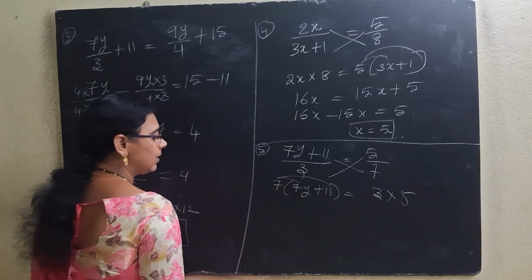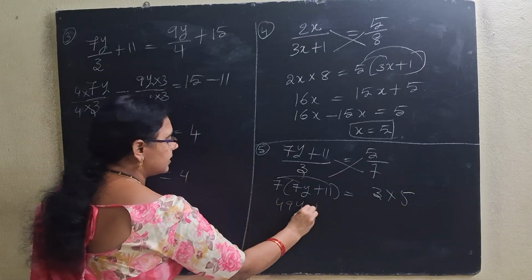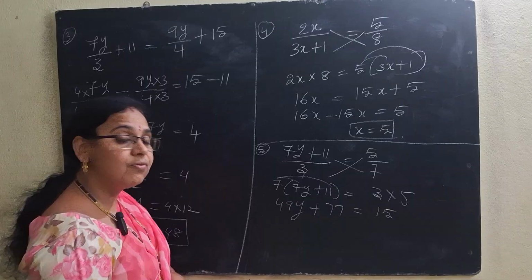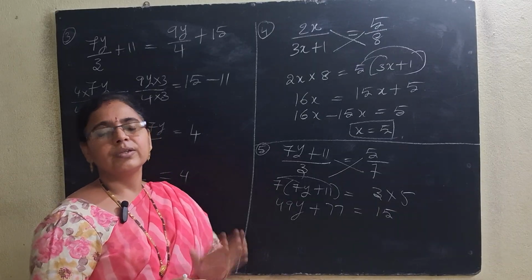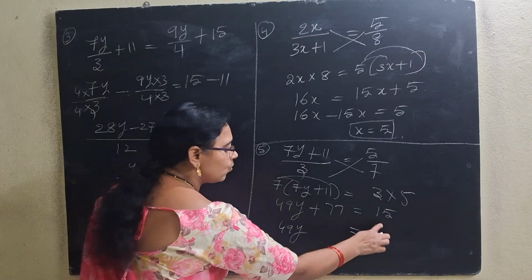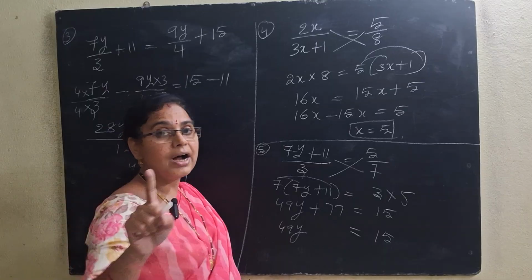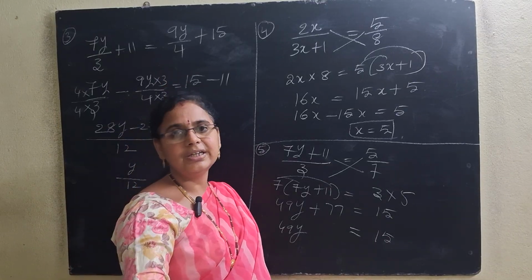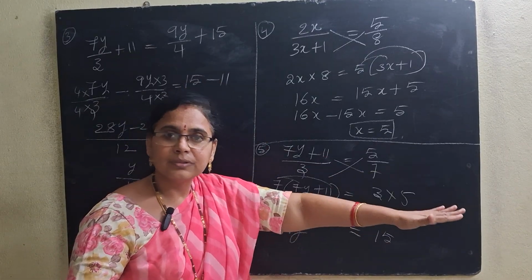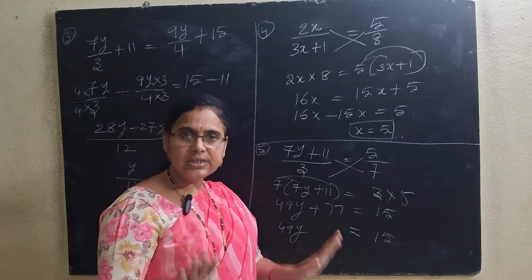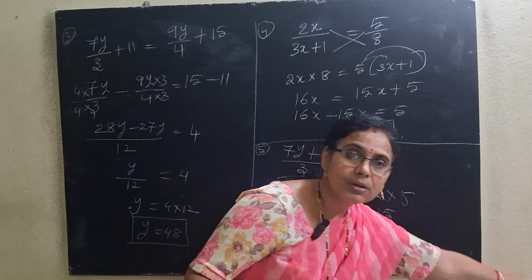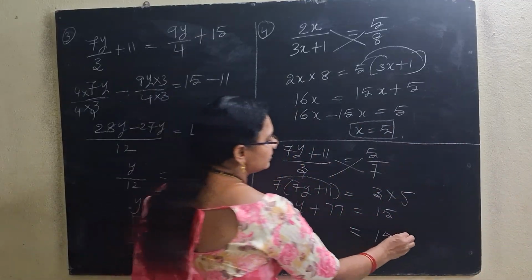This complete bracket is multiplied: 7 sevens 49, 7 elevens 77, 3 fives 15. What do you want? The value of y. So the variable term is here, constants transpose to the opposite side. 49y is equal to, after is equal to, what number is there? 15. No need to change anything here. Whichever one you are transposing from the other side, you have to change the symbol. Plus 77, I am sending to that side, so minus 77.